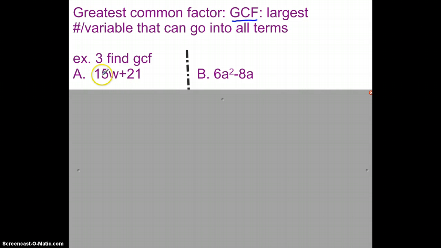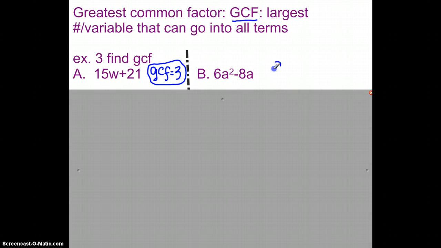So on these problems right here, I have 15w plus 21. So if I just look at the numbers, 15 and 21 both have a 3 that will go into both of them. So that has to be part of our greatest common factor. Now 3 happens to be the largest number that will go into them, so that's something to think about. There's a w here, but no w here. So there's not anything else that they share in common. So that means that the greatest common factor will just be 3.